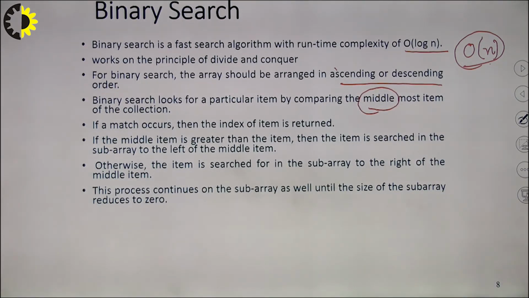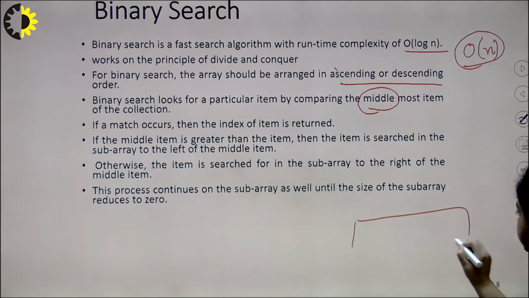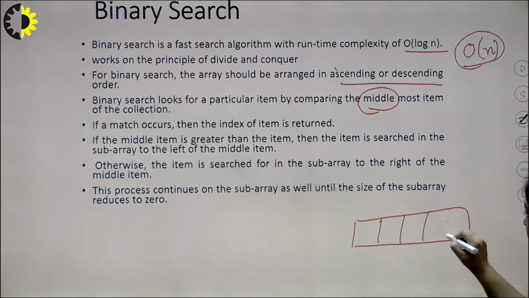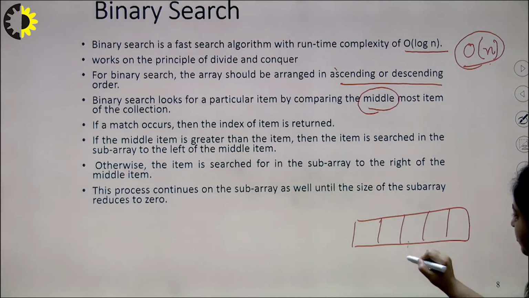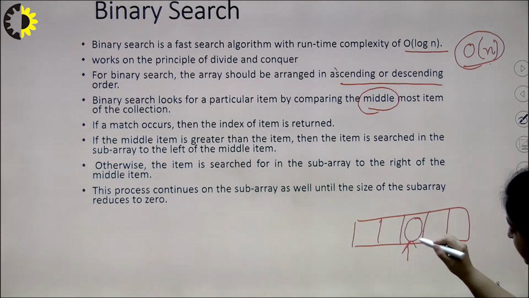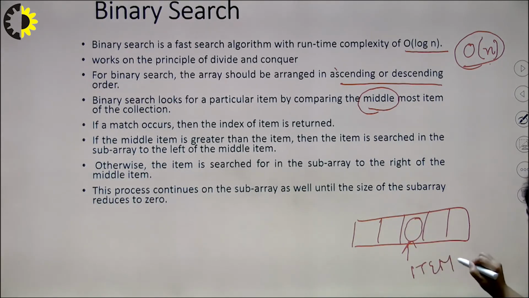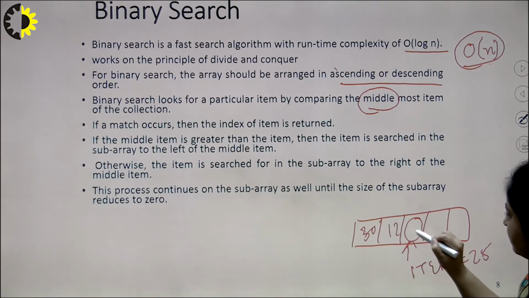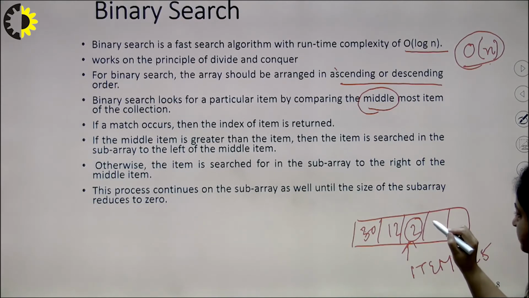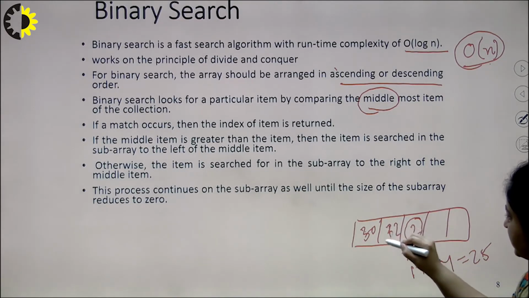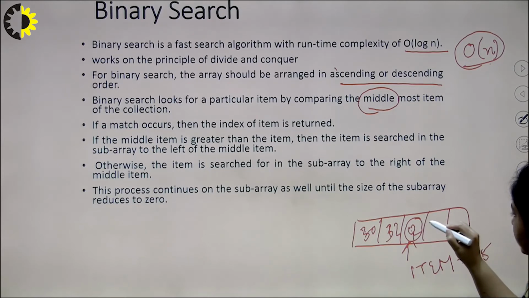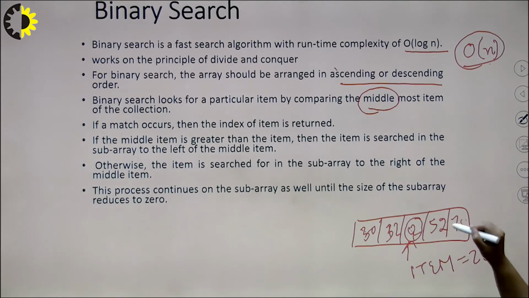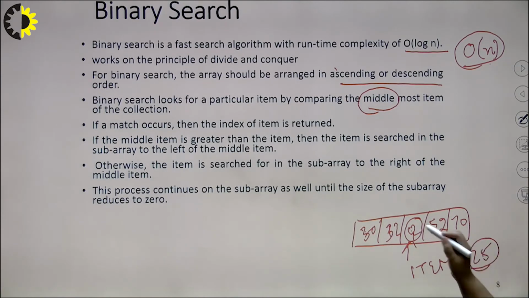So this is my array. Let's say this is the middlemost position of this array, and I will check at this position. Say my item value is 25, and let's say these are the values here: 30, 12, then 2, okay, let's take 32, then 42, then 52, then 70. So this is an array, and now I am searching for the value 25 in this array.